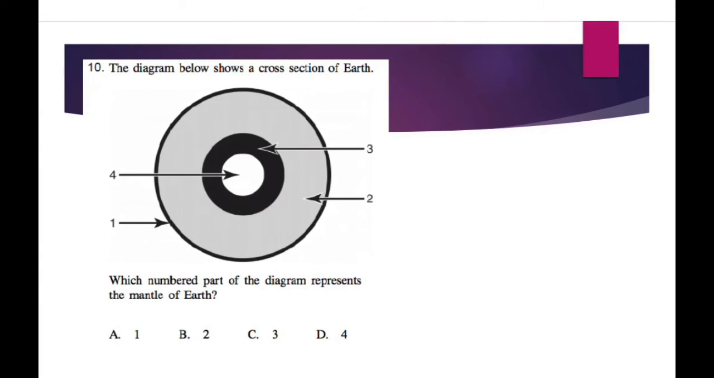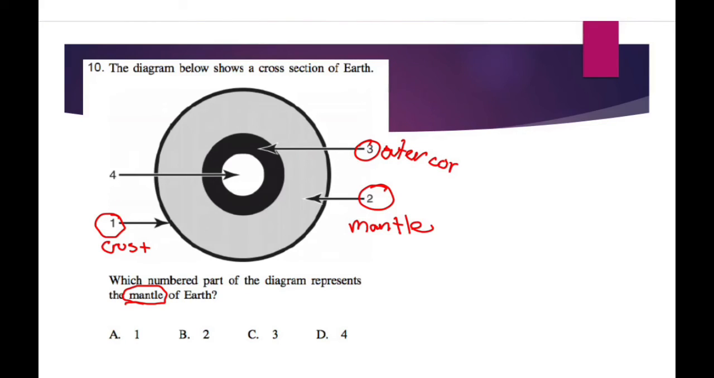Number 10, the diagram below shows a cross-section of Earth, 1, 2, 3, and 4. Which numbered part of the diagram represents the mantle of Earth? You guys should know this. So what is number 1? Number 1 is the crust. Number 2 is the mantle. Number 3 is the outer core. And number 4 is the inner core. So the answer to this one, the mantle, of course, would be number 2, or B.